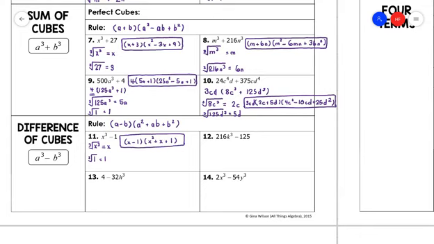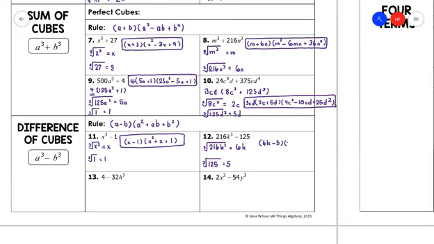Now number 12, we have 216k cubed minus 125. I know that 216 and 125 are both perfect cubes because I used them in the problems above. So we'll just jump straight into working the problem instead of looking for a common factor. We found that the cube root of 216 was 6, and then the cube root of k cubed is k. And the cube root of 125 is 5. So we have 6k, same sign, minus 5.